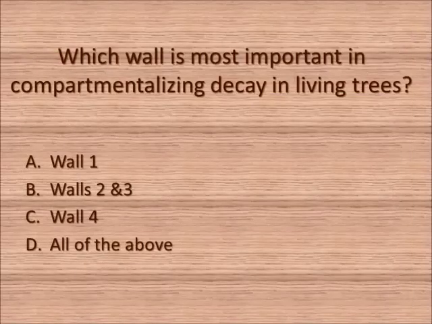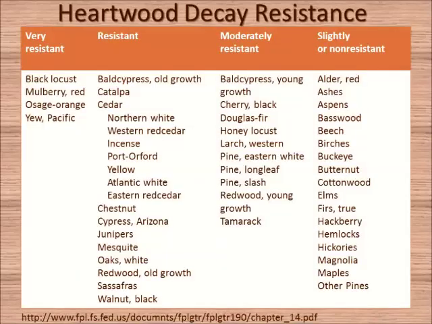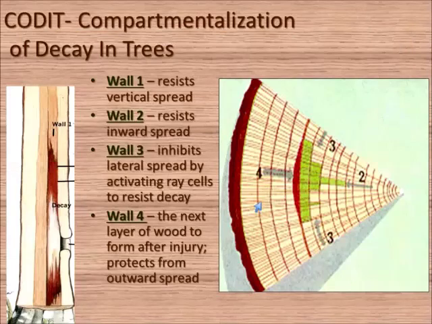So here's our second quiz question. This one is multiple choice, and the question is, which of the walls is most important in compartmentalizing decay in living trees? Okay. So most of you have answered D, and that's a good answer. All of the walls are important. However, the answer I was looking for is C, and that's wall 4. And if we go back to the picture, that's the wall that limits the decay from entering the living part of the tree. The tree tries at all costs to save this part of itself because that's living and growing. And that's where the water and sugars are transported.